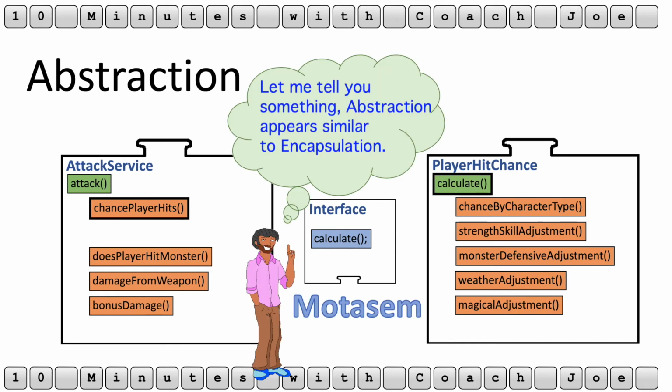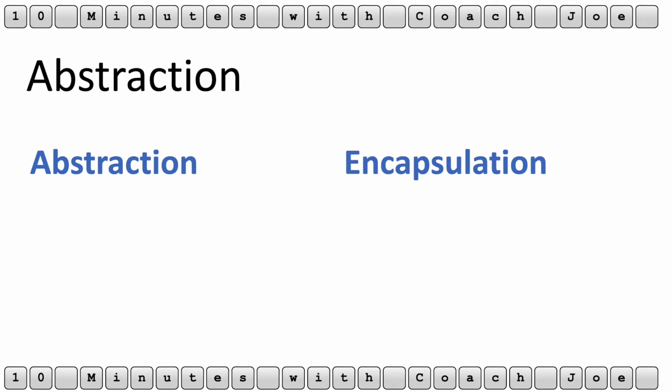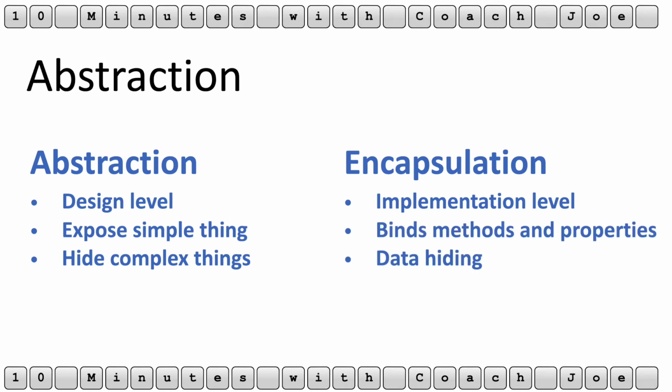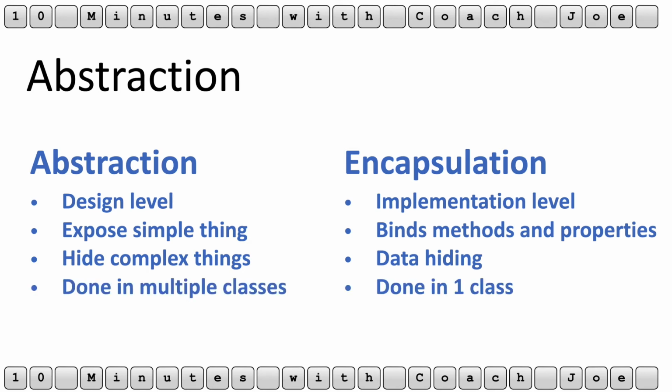Correct. Abstraction and encapsulation have similarities, but they're different. Abstraction solves issues at the design level. Encapsulation solves issues at the implementation level. Abstraction exposes a simple thing while hiding complex things. Encapsulation binds methods and properties into a single unit. With data hiding, some methods and properties can be exposed while others are hidden. Abstraction is done across multiple classes. Encapsulation is done inside one class.